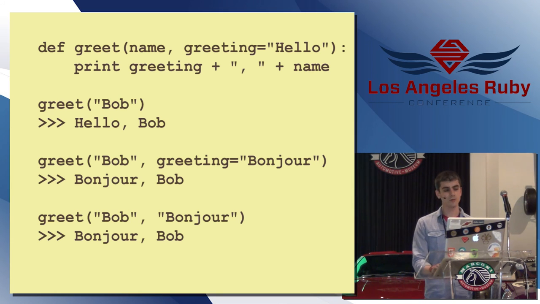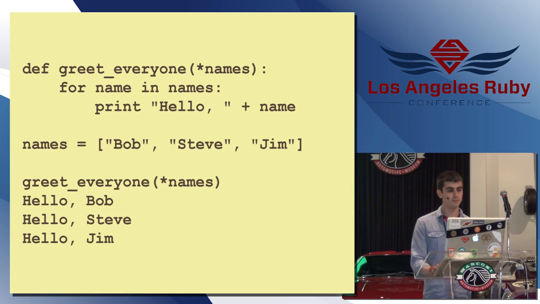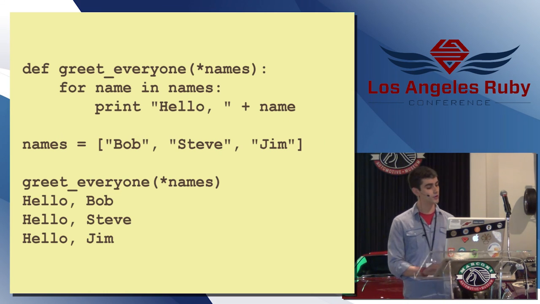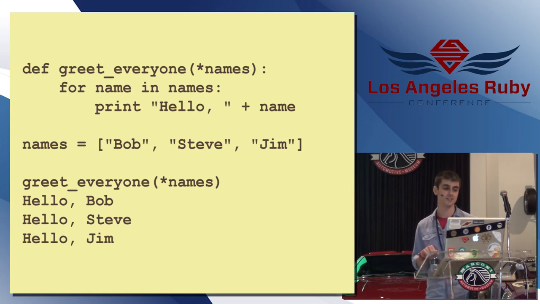It also supports argument unpacking. So here is a function greet everyone that takes a variable list of names. And for every name in that list, it will say hello to that person. So just like Ruby, I can create a list of names, and I can call greet everyone and pass in the list as a variable length parameter list. So again, this will just say hello to each person in the list.